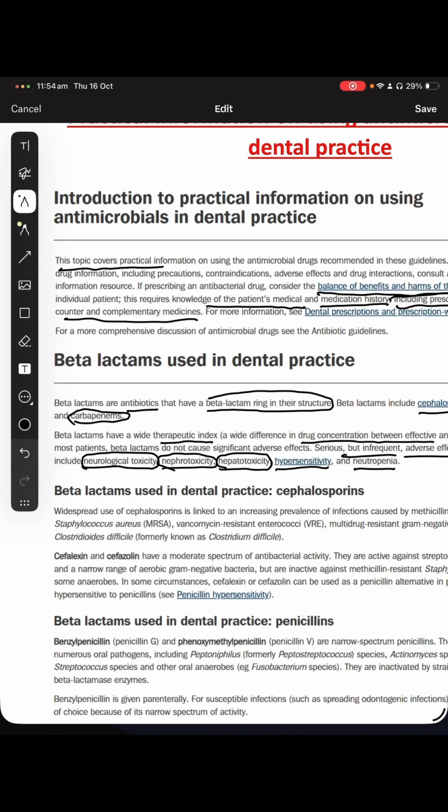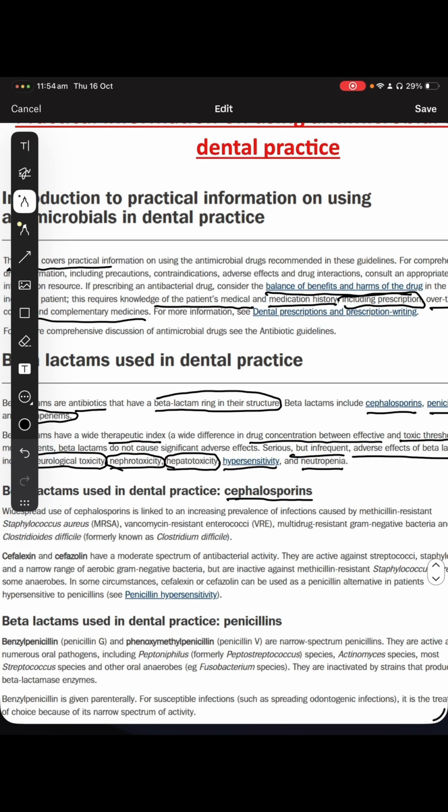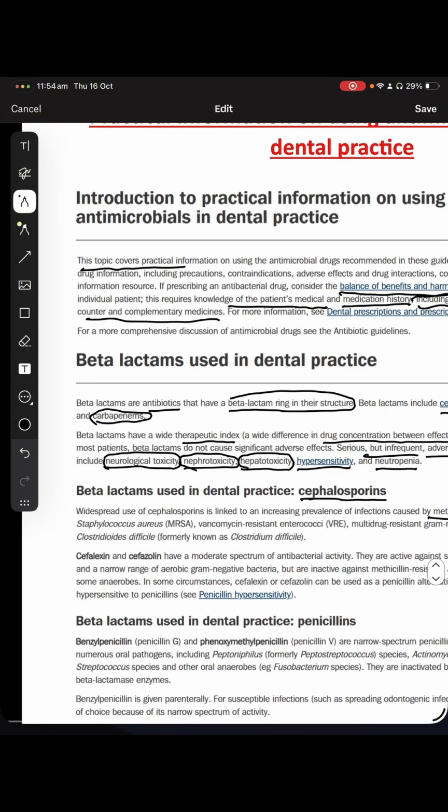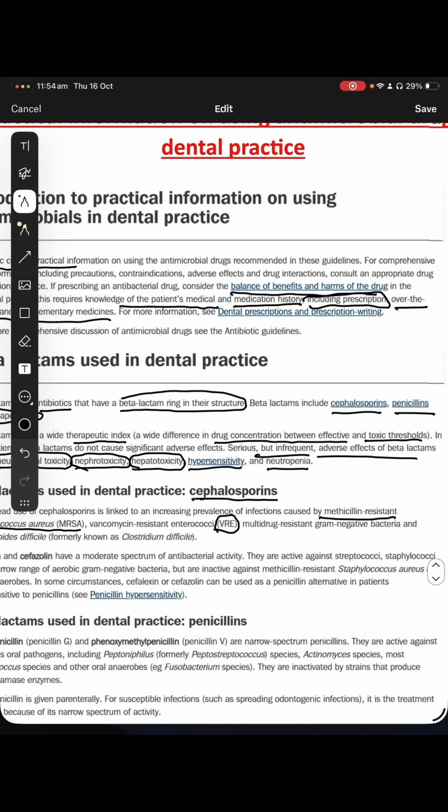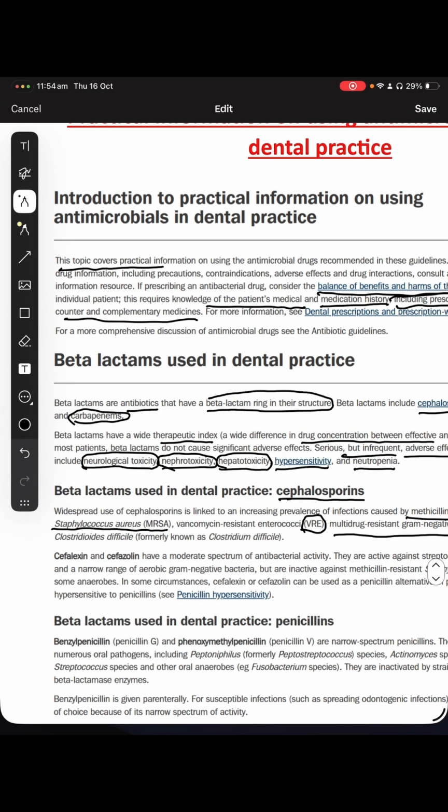Beta lactams used in dental practice. Let's talk about cephalosporin first. Widespread use of cephalosporin is linked to an increasing prevalence of infections caused by methicillin-resistant Staph aureus, which we call MRSA, vancomycin-resistant enterococci, which we call VRE, multi-drug resistant gram-negative bacteria, and Clostridioides difficile, formerly known as Clostridium difficile.